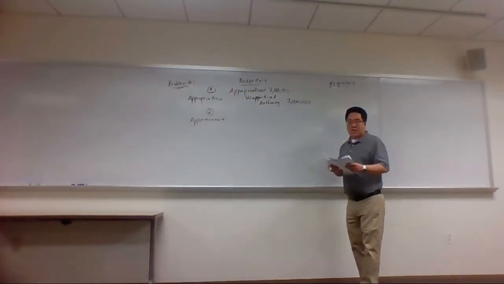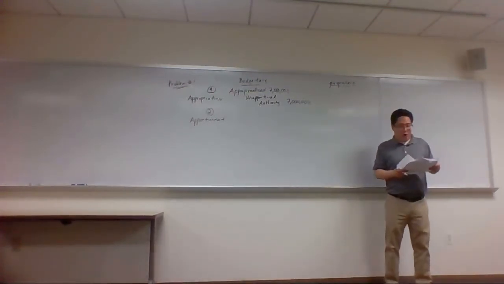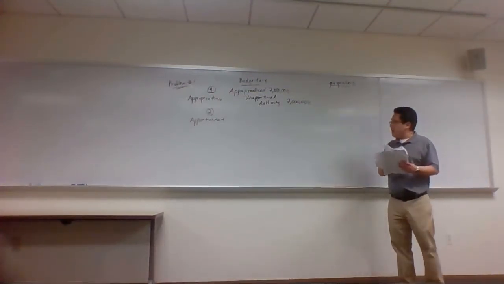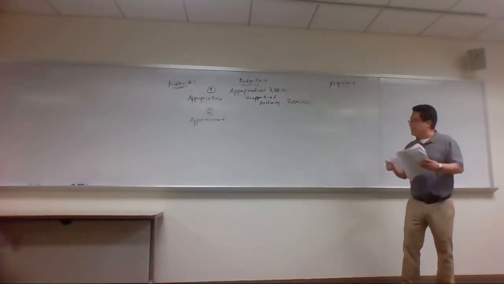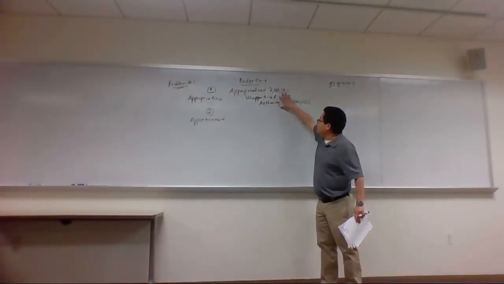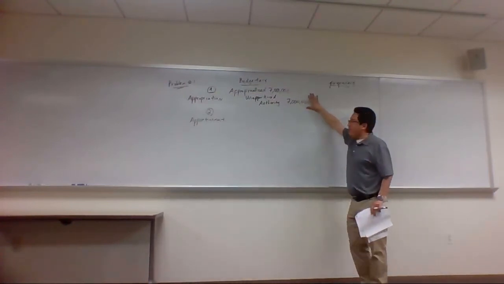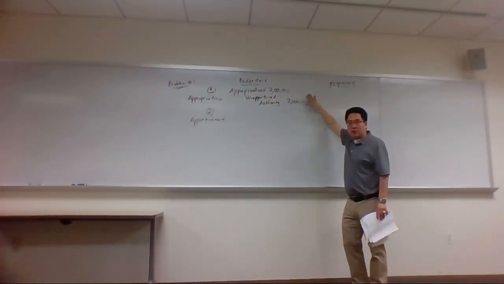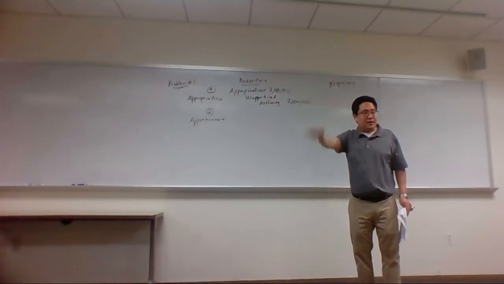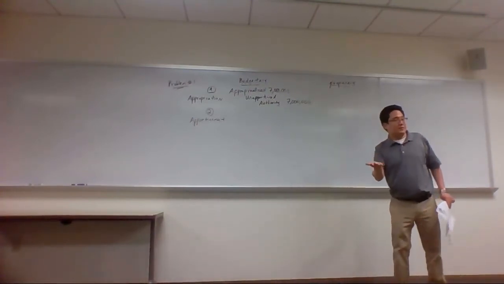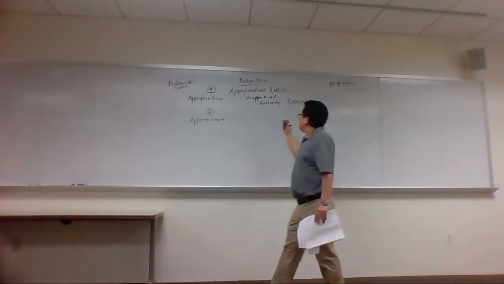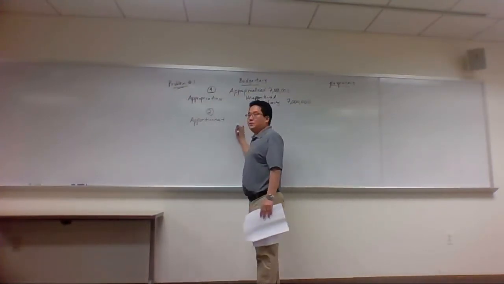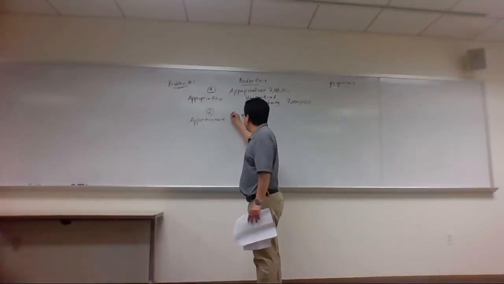Okay, so let's just combine all the numbers together and make the overall journal entry. How do you make a journal entry for apportionment? Well, what about this unapportioned authority? If I'm apportioning money, this unapportioned authority is supposed to go down, and apportionment is supposed to go up. So how do I make unapportioned authority go down? You're going to debit. All right.